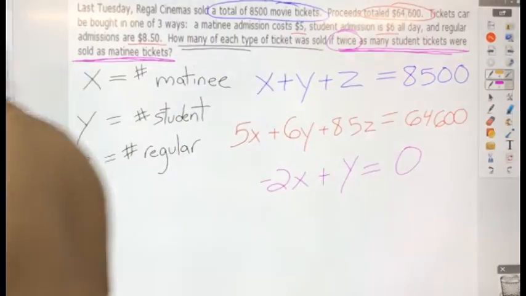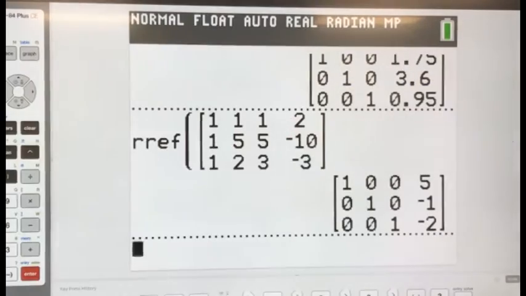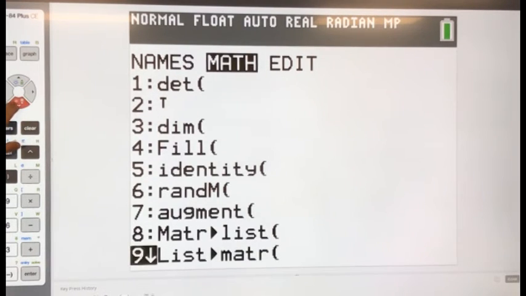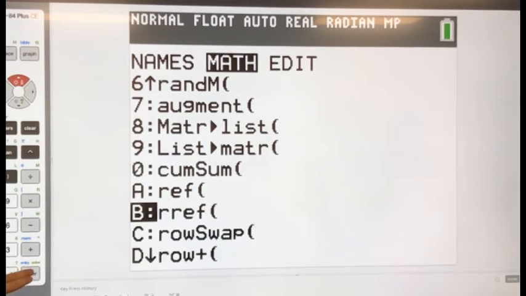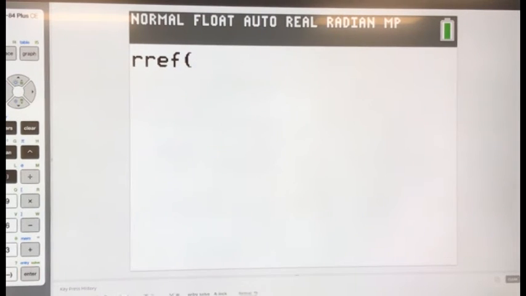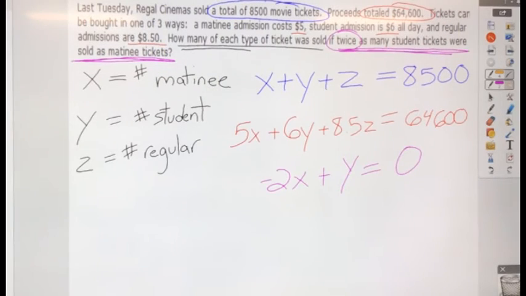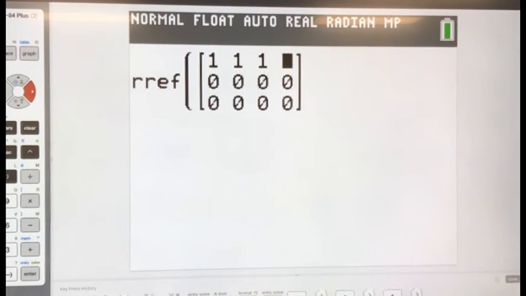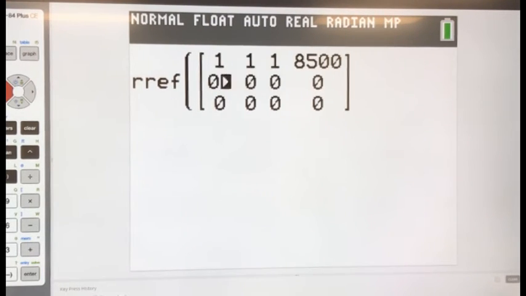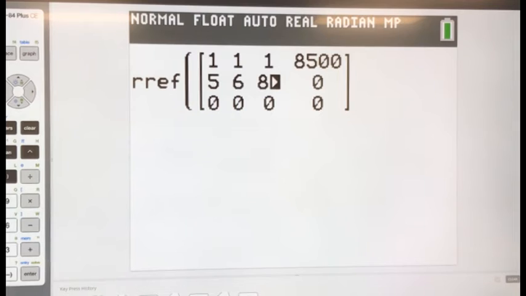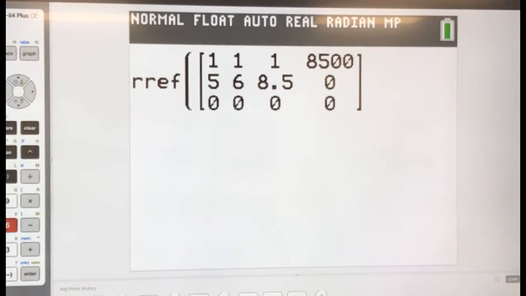So let's plug this in. Again, second matrix, go over to the double REF, option B. There we go. It's ready to go. Plug in my empty matrix there. All right, now plug in our values. My first row is 1, 1, 1, 8,500. The next row is going to be 5, 6, 8.5, and 64,600.